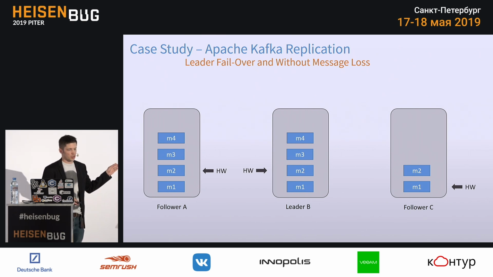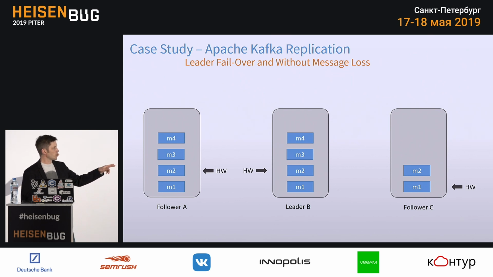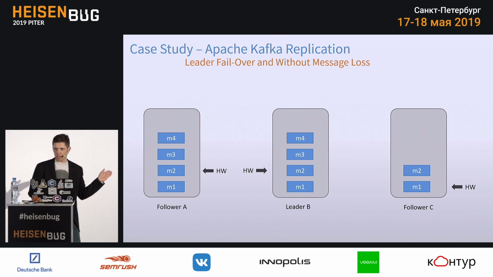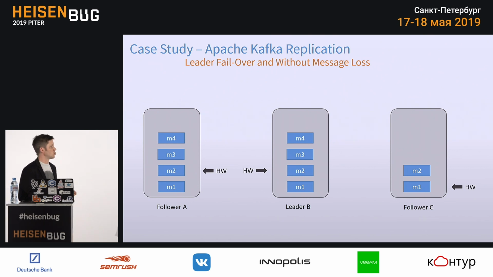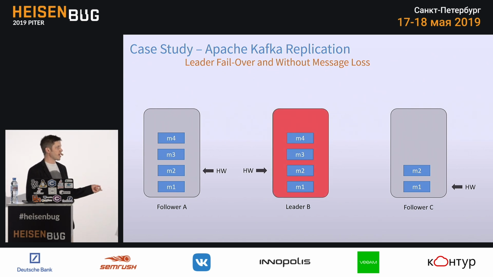Follower A is fully caught up to the leader. Follower C is lagging a little bit, but only a tiny bit. And they're both considered in sync, which in Kafka terms means they've been fully caught up in the last 10 seconds. But then the leader dies. At this point, both A and C are candidates to become the new leader.